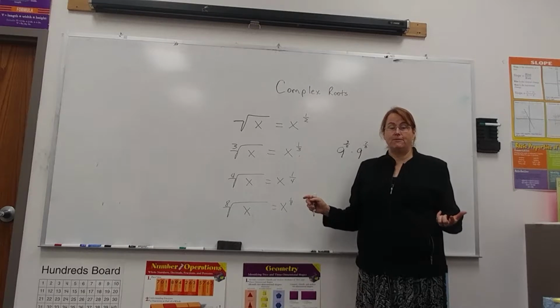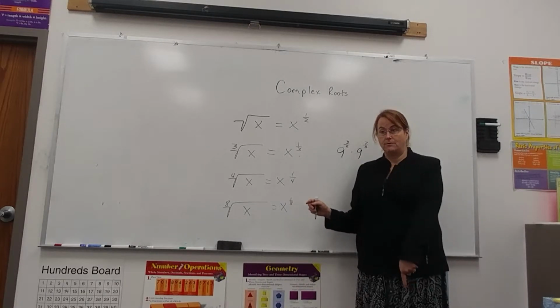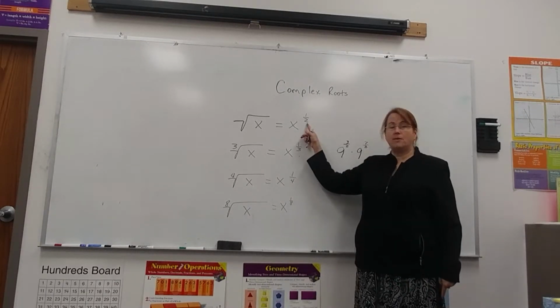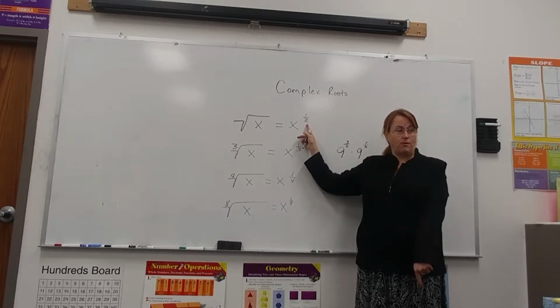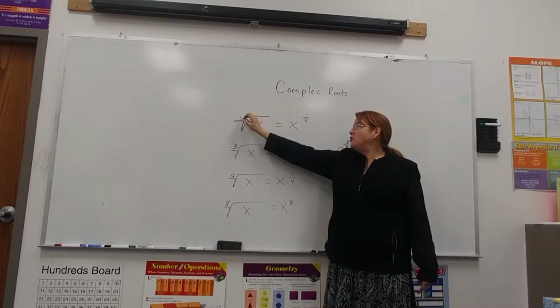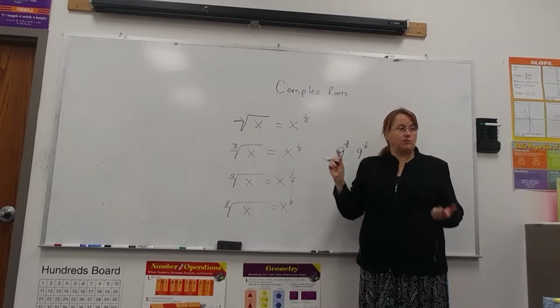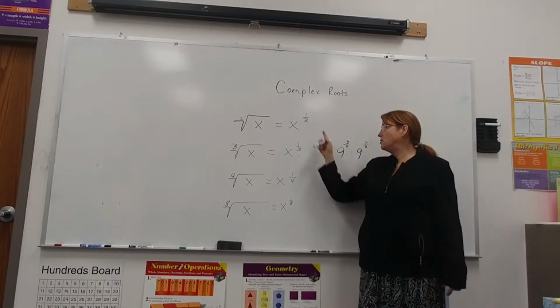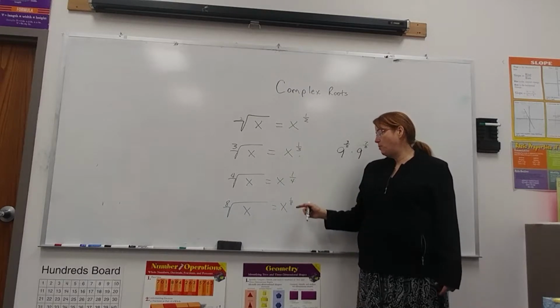Where do roots live? Roots live in the ground. So our number's on the bottom, because roots live in the ground. So square root is a 2. We just don't see that 2, but it's there. It's like that invisible thing. There is a 2 there. This is 1/2, 1/3, 1/4, 1/8.